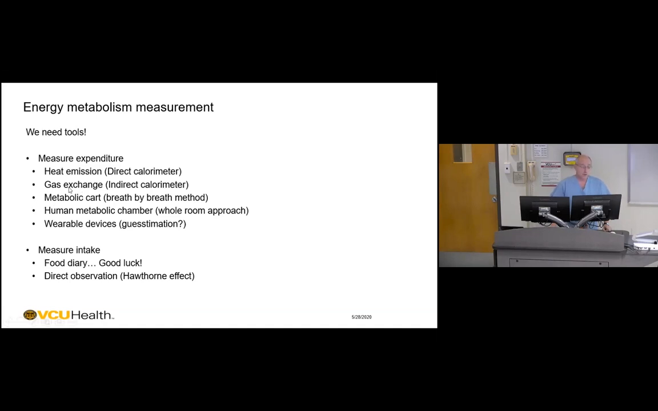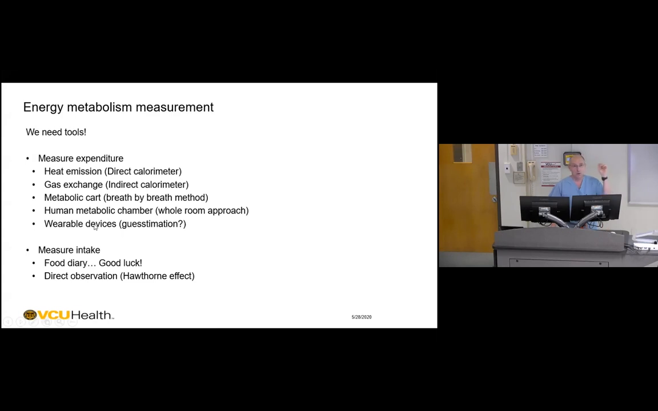A much more useful and easy way is using gas exchange, which can be done in essence by indirect calorimetry. So by looking at the gas consumption and CO2 emission, we can back-calculate the energy expended. And that can be done on metabolic carts or the whole-room, or human metabolic chamber. And that's what we have been working on.